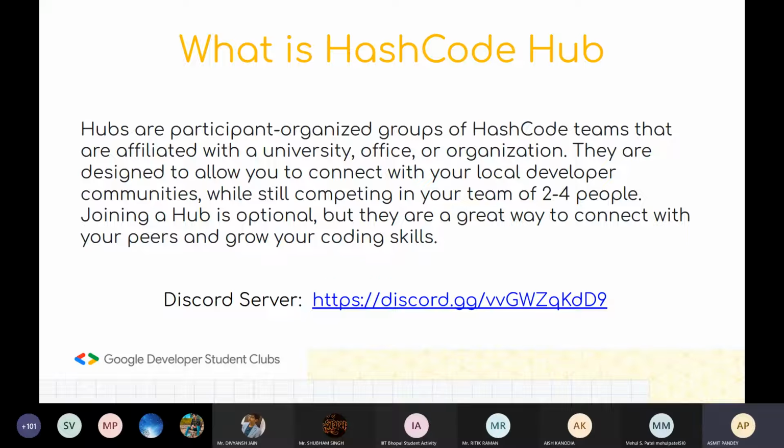So जो HashCode Hub है, that is nothing but just a common meeting ground for everyone participating.